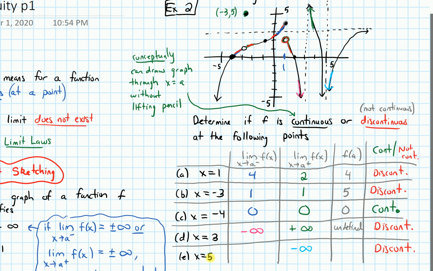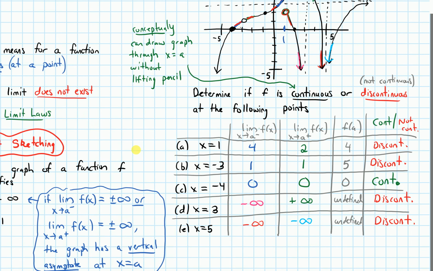What about when x equals 5? What's the limit as we approach 5 from the left? So as we approach 5 from the left, that is this part of the graph that's trending down. Okay, so that limit would be negative infinity. And what about f of 5? What's the value of the function at 5? Well, there's no closed circle there, so that is also undefined.